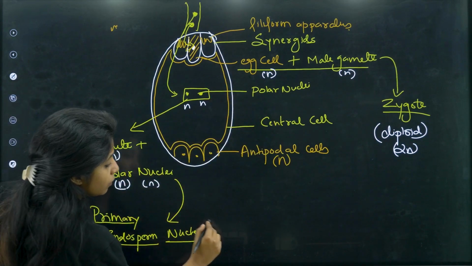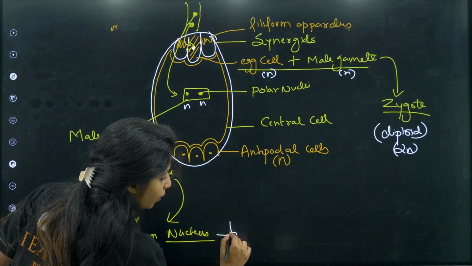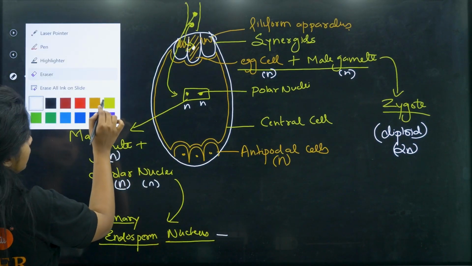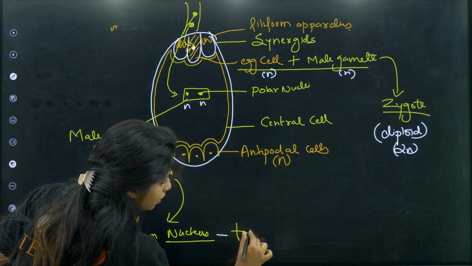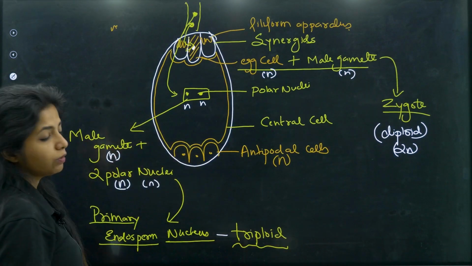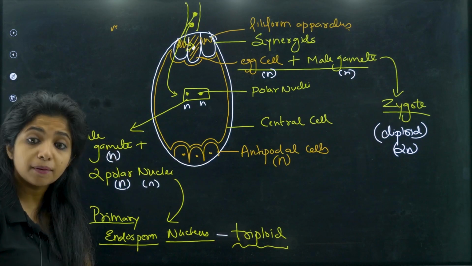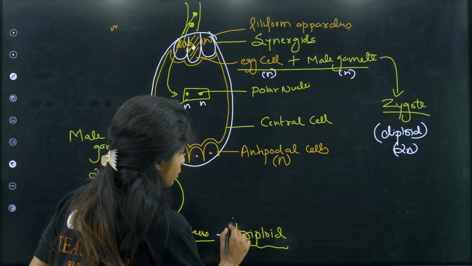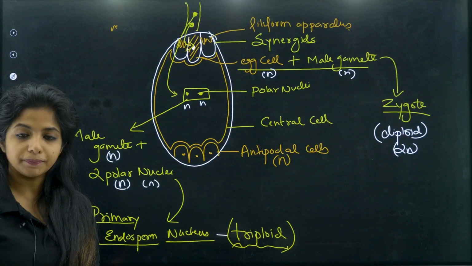Now this thing that is being formed will be what? Not diploid, but it will be something else. It will be triploid. It will be what, children? It will be triploid. Okay, so you have a diploid thing, and you have a triploid thing over here as well.